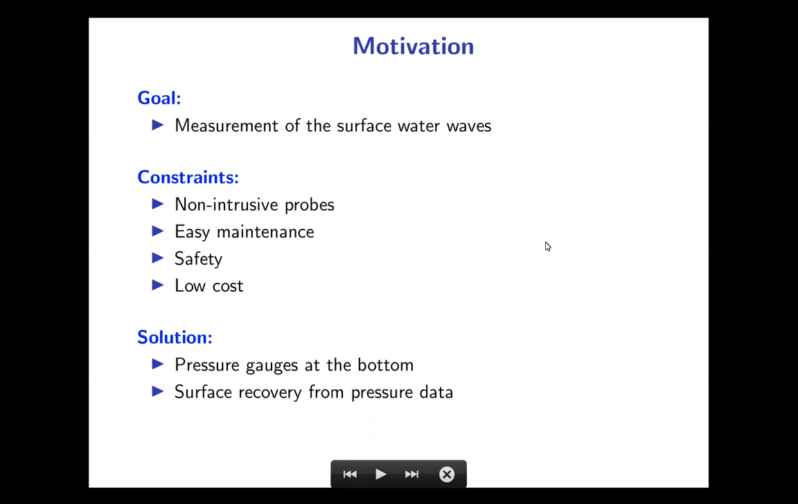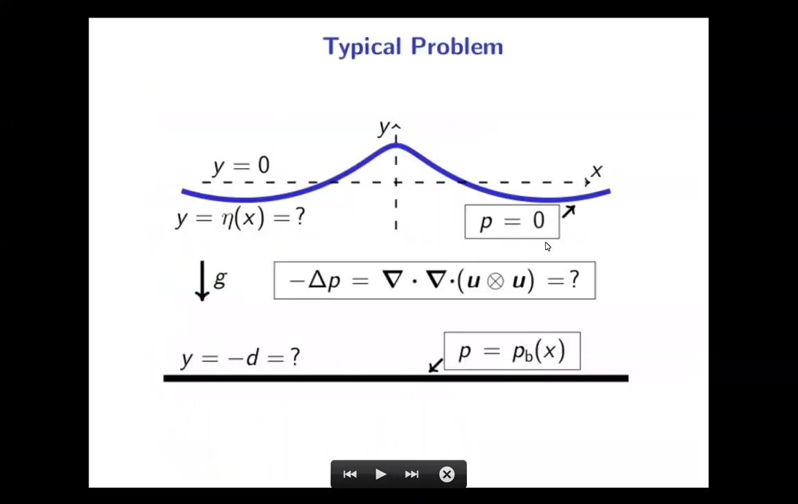So the solution the engineers found the most convenient is to put pressure gauges on the seabed. Another big advantage, and that is probably the principal reason for doing that, is that they are more difficult to steal. They are safe on the bottom of the sea; nobody knows where they are. So the idea is to measure the pressure at the bottom of the sea, and then from this pressure measurement recover the free surface. That's the idea, but how do you do that? This is what I want to talk about.